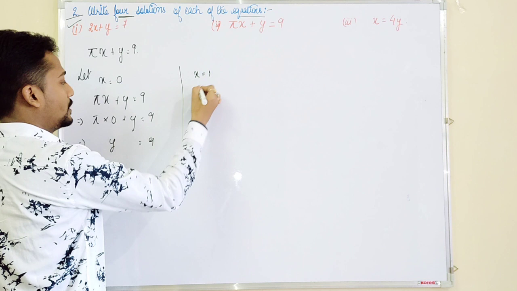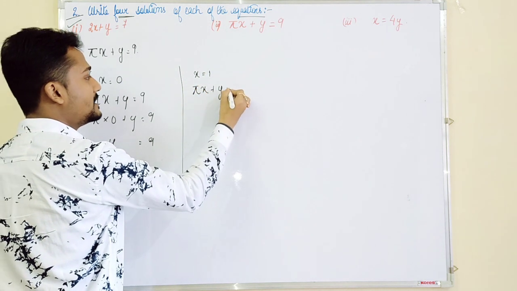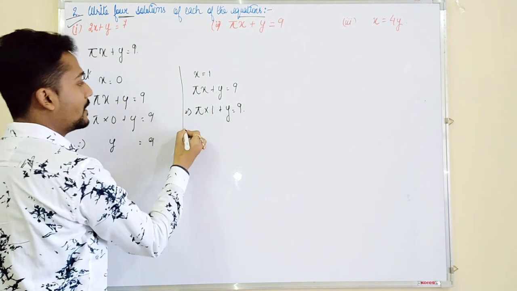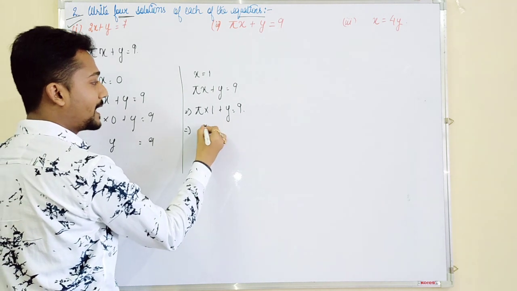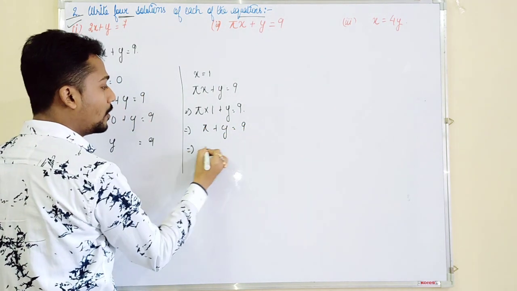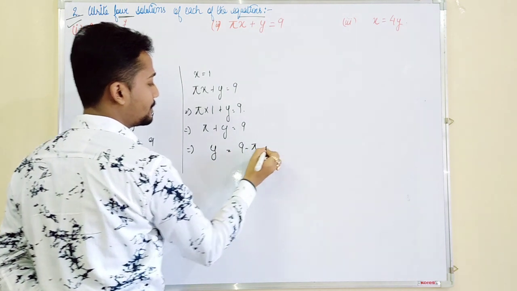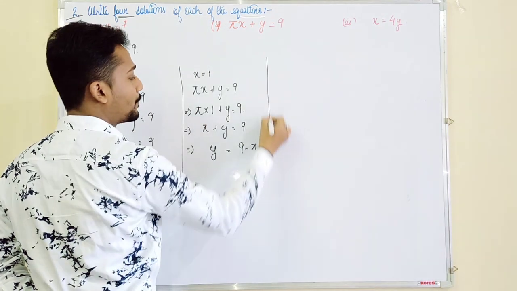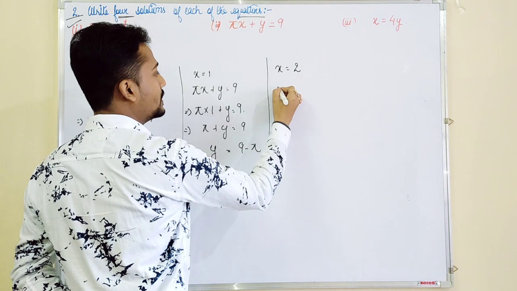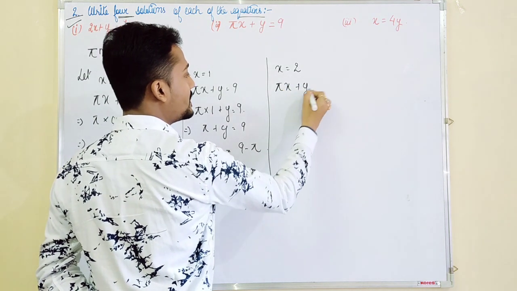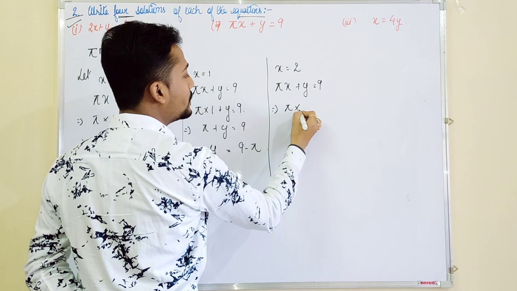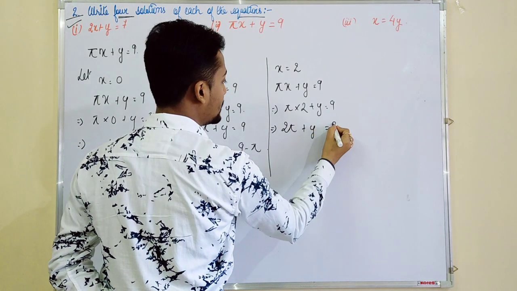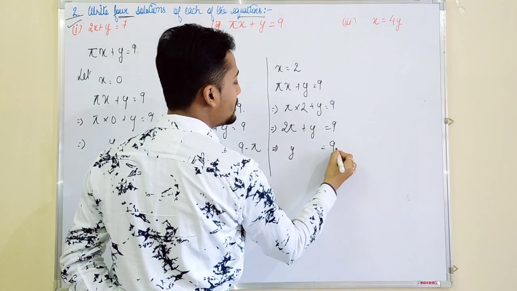Then if I take x is equal to 1, then pi x plus y is equal to 9, or pi into 1 plus y is equal to 9, or pi into 1 is equal to pi, plus y is equal to 9, or y is equal to 9 minus pi. Okay, this particular part is clear. Then next, if we take x is equal to 2, then pi into x plus y is equal to 9, or pi into 2 plus y is equal to 9, or 2 pi plus y is equal to 9, or y is equal to 9 minus 2 pi.